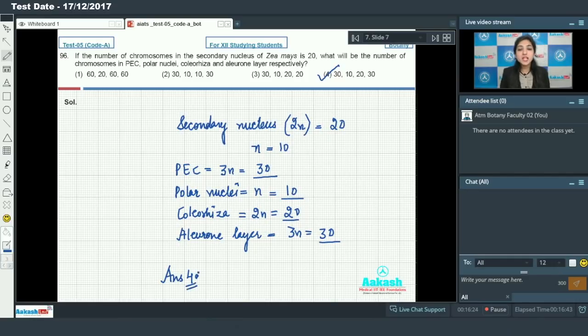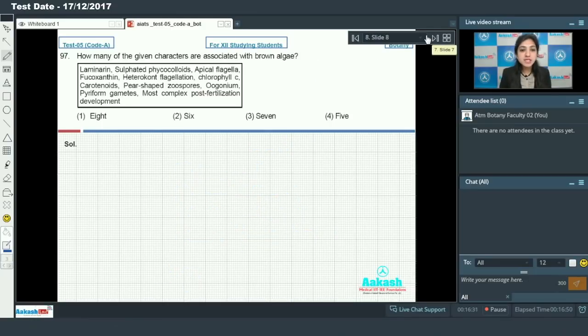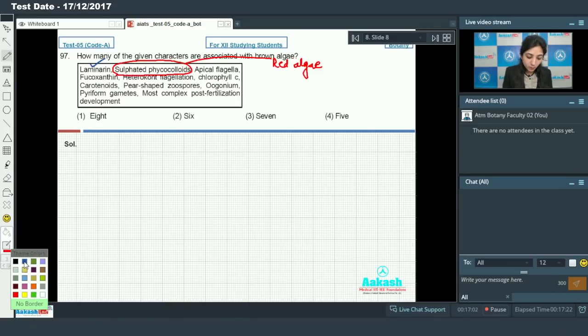Moving on to the next question, question number 97. How many of the given characters are associated with brown algae? Which of these features and characters belong to brown algae, that means the members of Phaeophyceae? Laminarin. Laminarin is the reserve food material in brown algae. This is true. Sulfated phycocolloids are present in red algae. This is not present in brown algae.